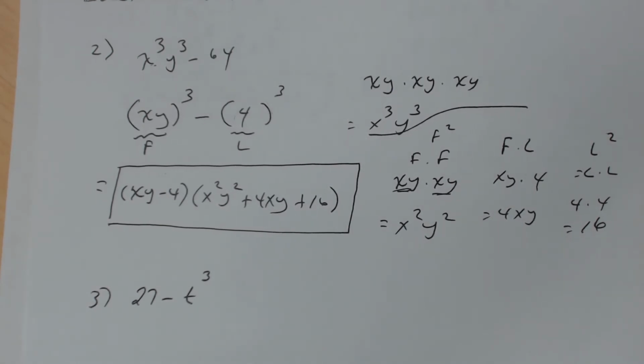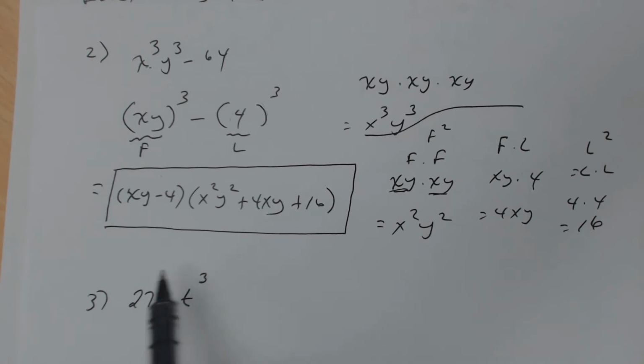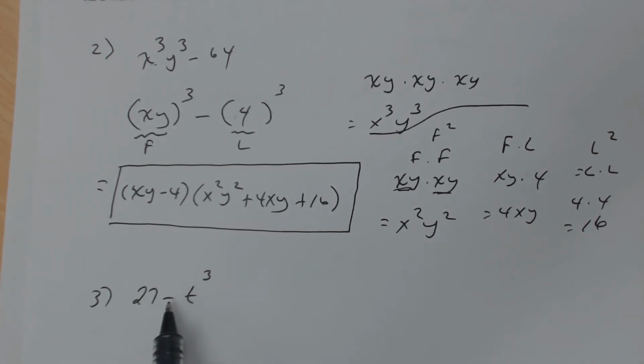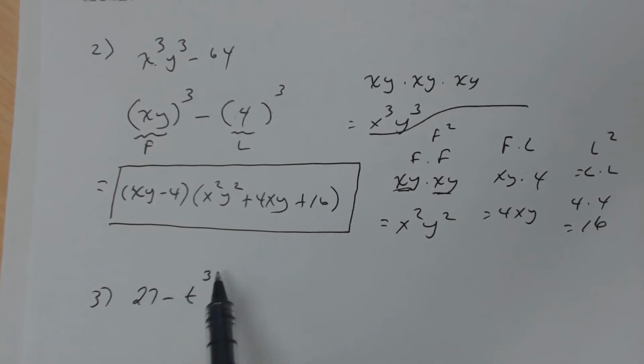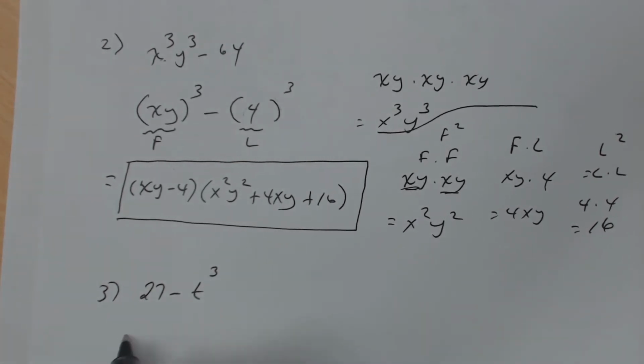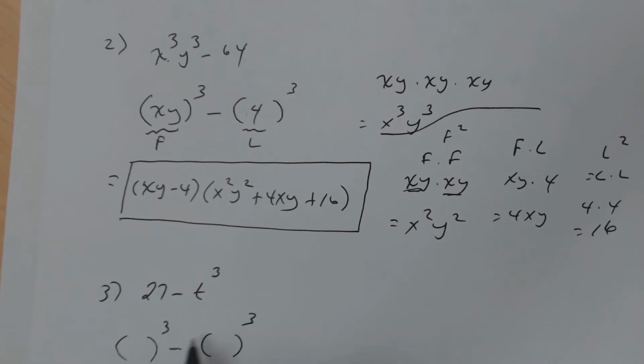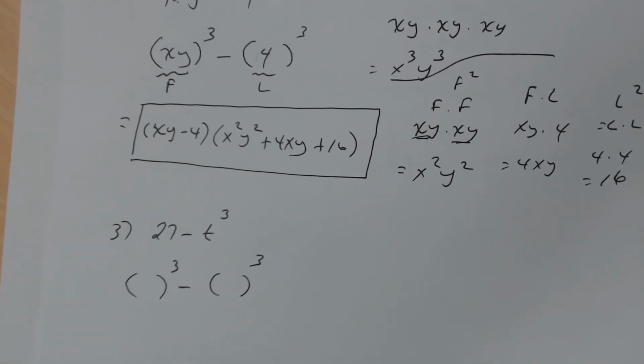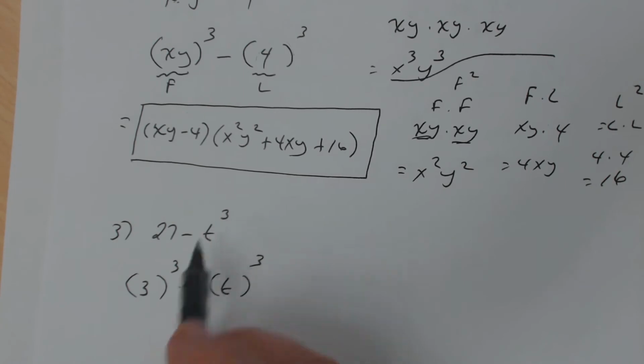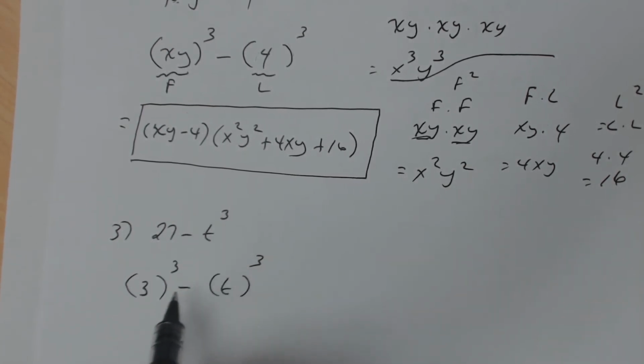All right, so the GCF, always look for the GCF of the polynomial. The GCF is 1. Then you want to check and see: I have two terms, there's a subtraction, so let's see if that's the difference of two cubes since the exponent's 3. In other words, can I fill in these parentheses? And I can, because 3 times itself 3 times is 27. Here, t times itself 3 times is t cubed. So this right here is the difference of two cubes.